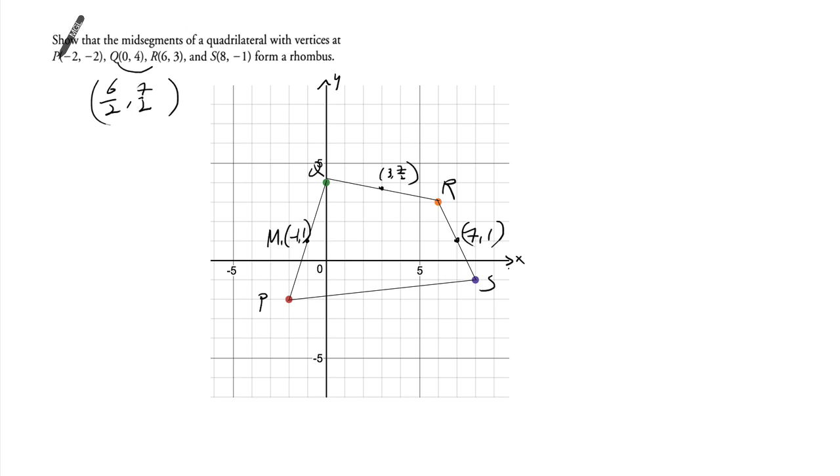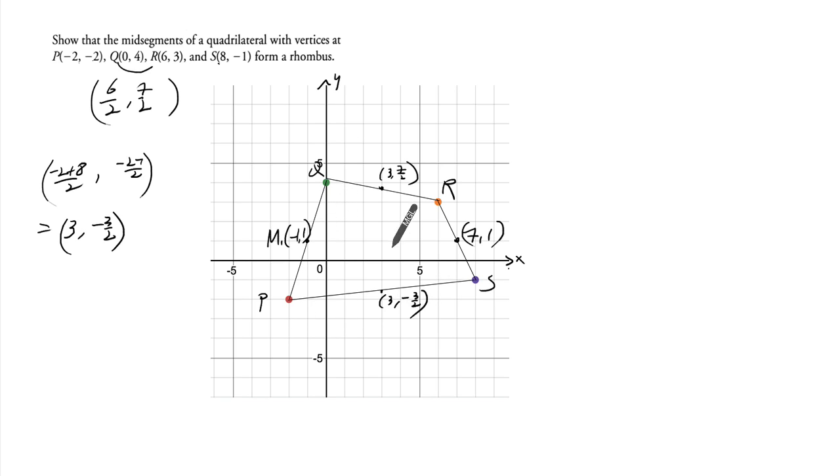And P and S is going to be minus 2 plus 8 over 2. Right, minus 2 plus 8 over 2. And minus 1, minus 1, minus 2, and minus 1 over 2. So 6 over 2 is 3. This is minus 3 over 2. Right, so 3 and minus 3 over 2.